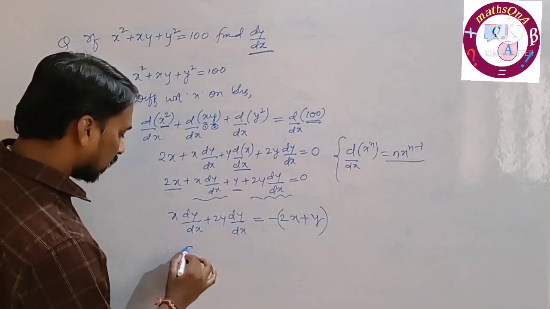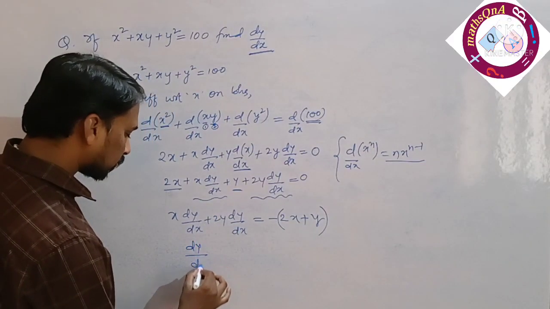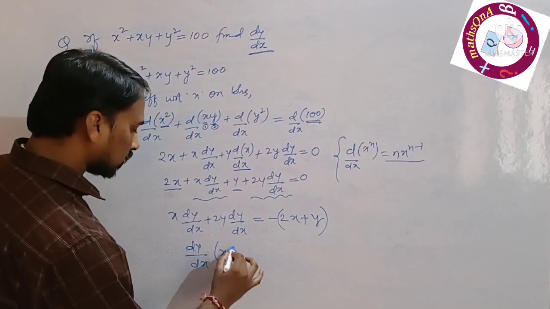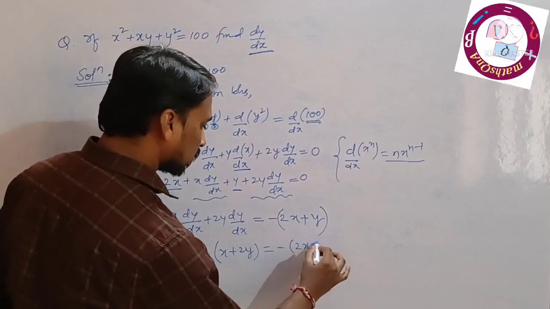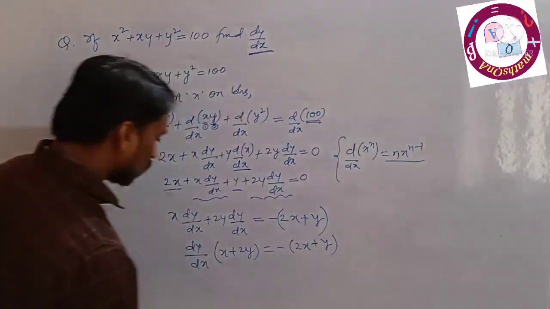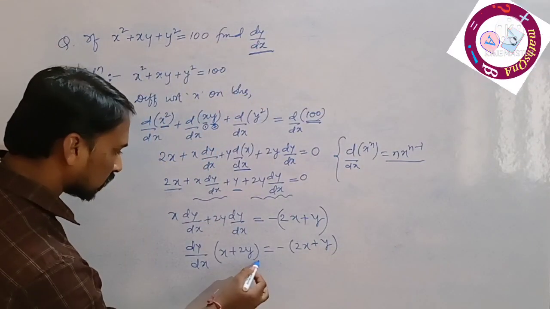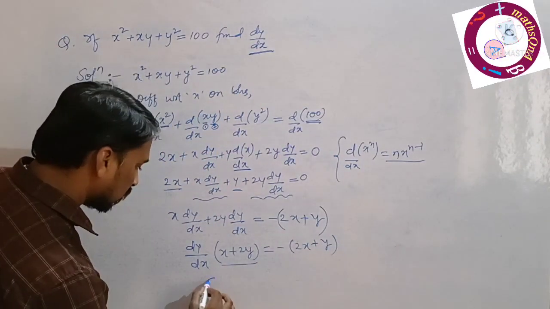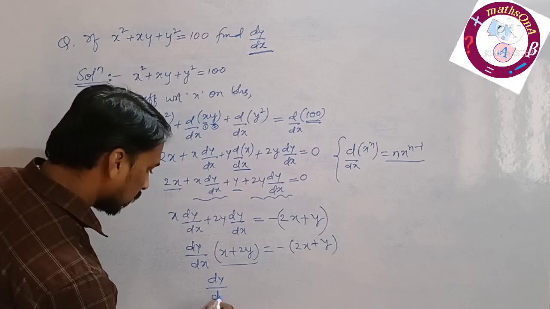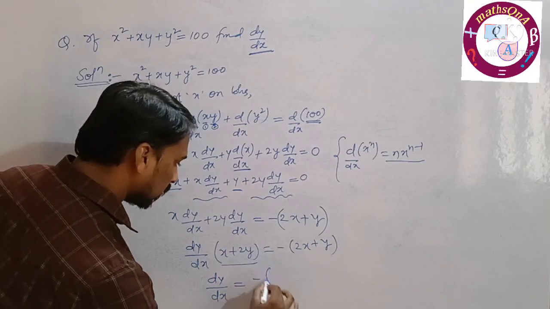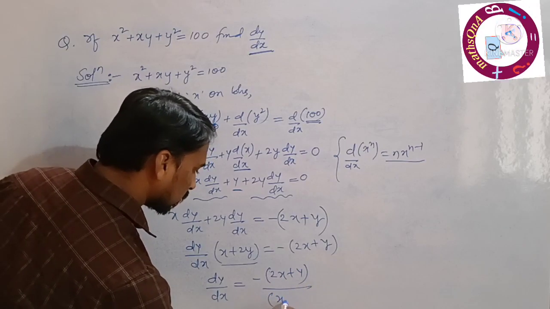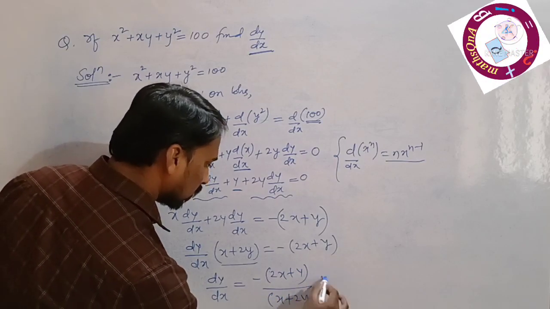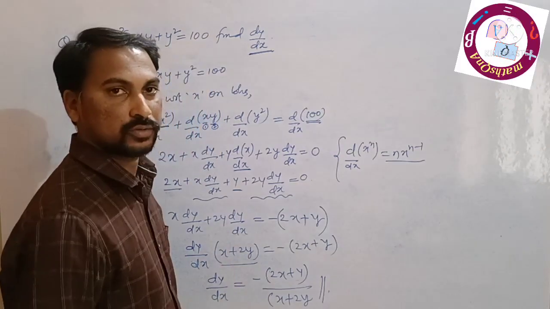Now take dy by dx common, which means dy by dx into x plus 2y is equal to minus of 2x plus y. We need only the dy by dx value. Therefore this is multiplied, so it becomes divided. So dy by dx is equal to minus of 2x plus y divided by x plus 2y. This is the required answer of the given question.